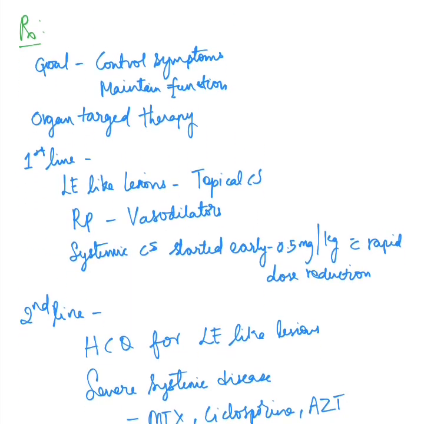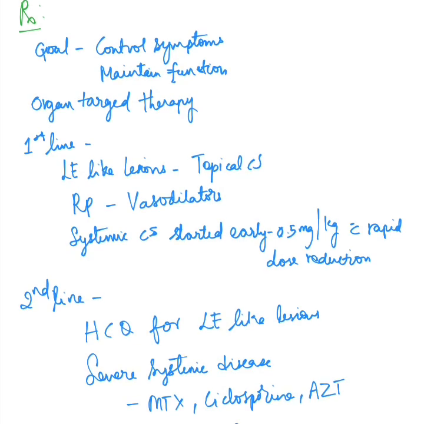Coming to management, the goal is to control the symptoms and also to maintain the function of the organ and to prevent worsening. So organ targeted therapy is to be given. In the first line, for LE-like lesions, we go for topical corticosteroids along with sun protection. And for Raynaud's phenomenon, we go for vasodilators like PDE5 inhibitors or even endothelin receptor antagonists.